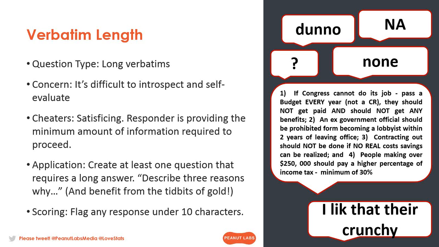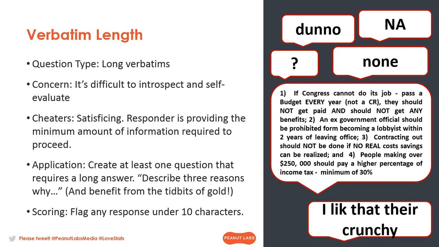Now, the only reason to provide a short answer would be satisficing. So in this case, you need to make sure you've designed at least one question that ought to have a longer answer. So for example, describe 3 things you liked about the ad. What 3 things do you look for in a grocery store? What are your top 3 reasons for choosing that brand? In these cases, we know that any response that uses less than 10 characters can't possibly be answering the question. So let's create a variable to flag any verbatim answer that uses fewer than 10 characters.